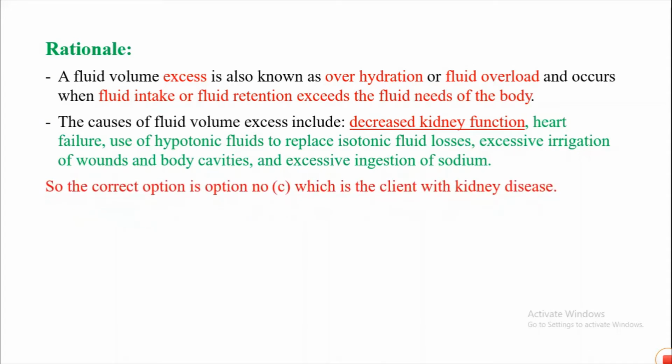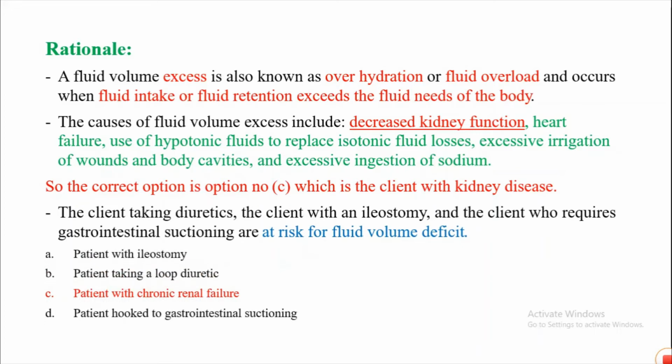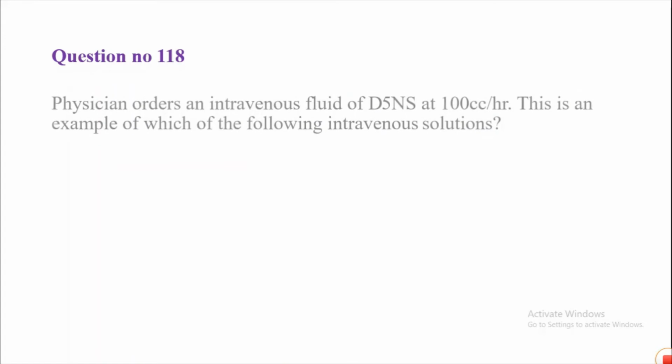So the correct option is option number C, which is the client with kidney disease. The client taking diuretic, the client with an ileostomy, and the client who requires gastrointestinal suction are at risk for fluid volume deficit.